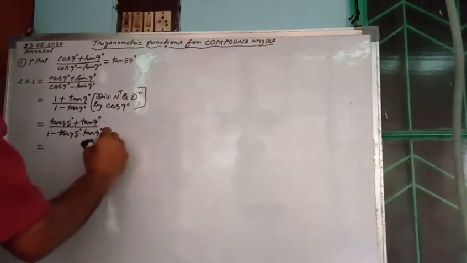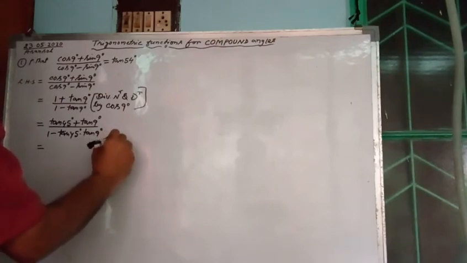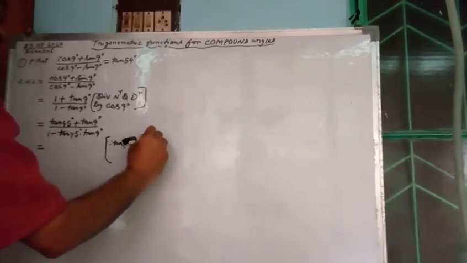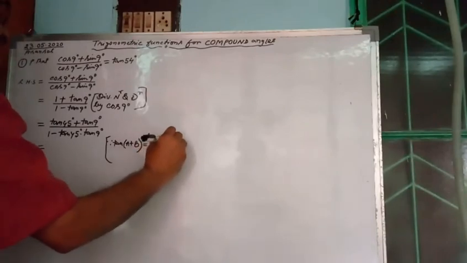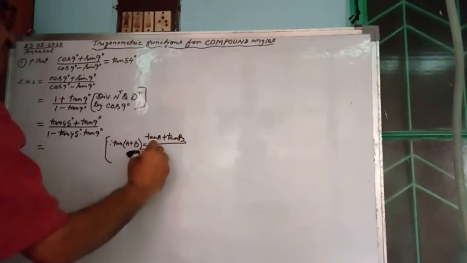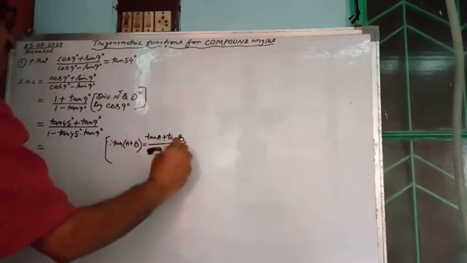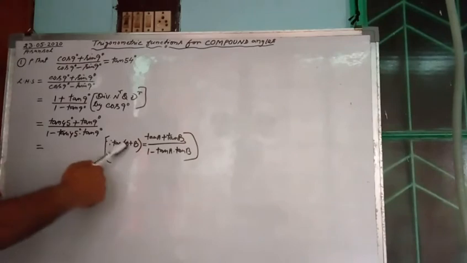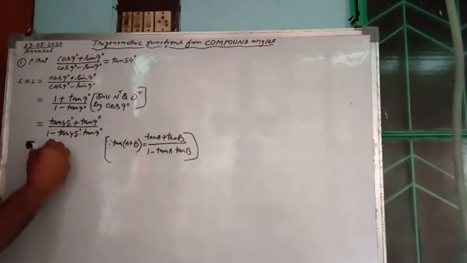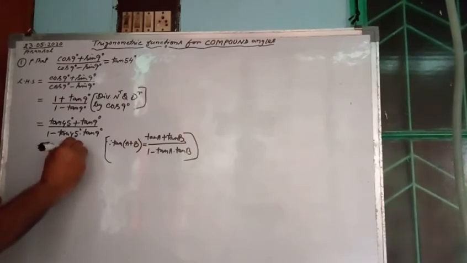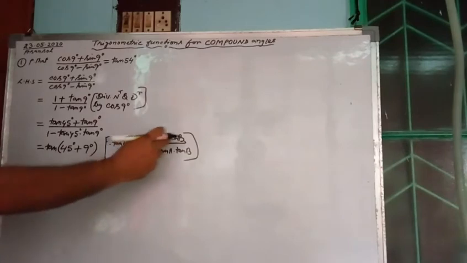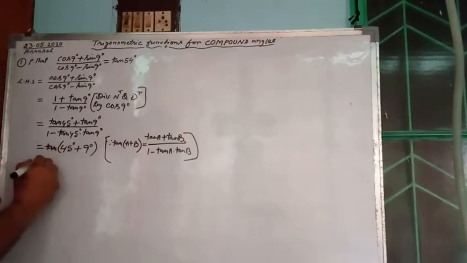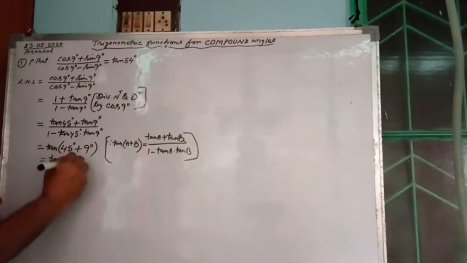Which is equal to, now tan A plus tan B, you know the formula, since tan of A plus B is equal to tan A plus tan B by 1 minus tan A into tan B. Now by this formula we can write this equal to tan of A plus B, that is tan of 45 plus 9, which is equal to tan 54 degree. Next question.